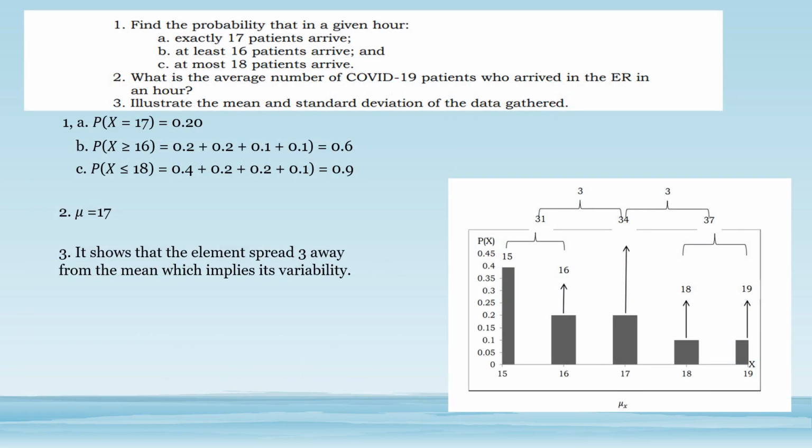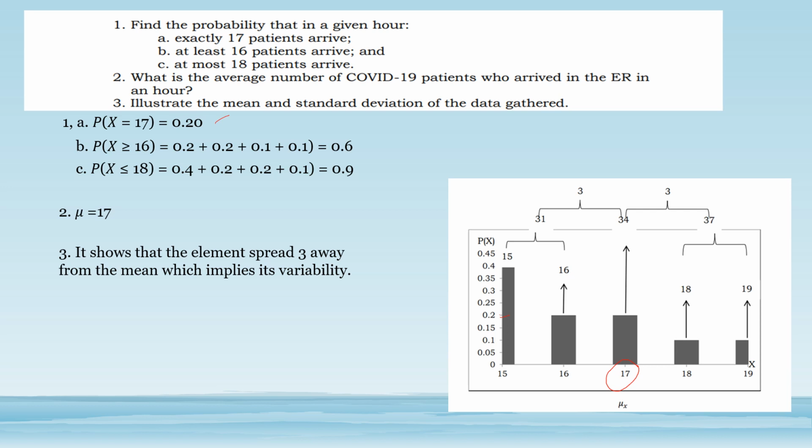To answer the following questions, let us start with number 1. Find the probability that in a given hour, letter A, exactly 17 patients arrive. So looking at the given table, 17 patients has the probability of 0.2. So the answer is 0.2.